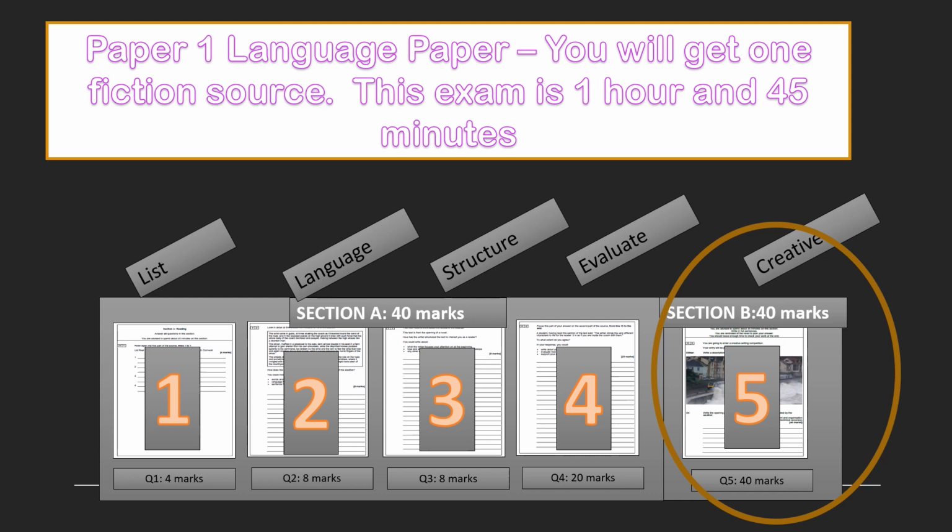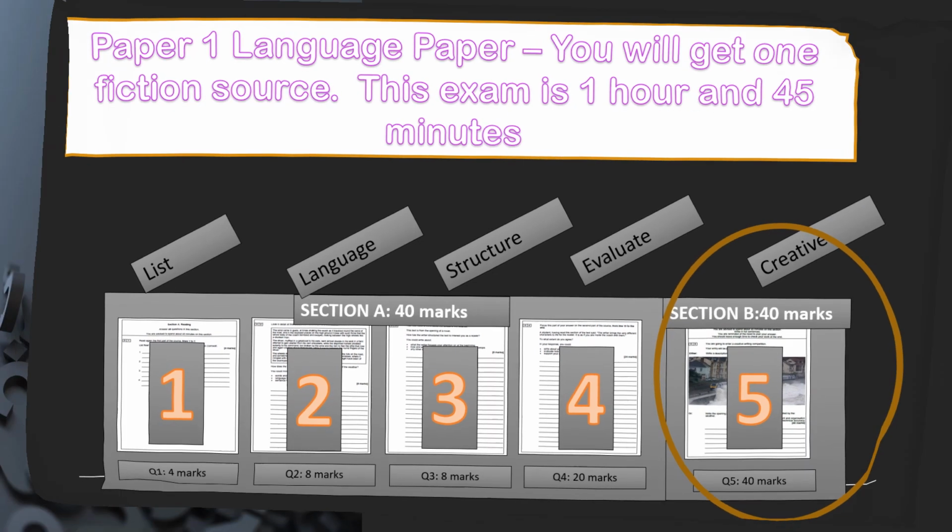So what does the exam look like? So this is Paper 1. This is the fiction paper. And you're going to get one fiction source and the exam is 1 hour and 45 minutes. There are 5 questions. Question 1, 2, 3 and 4 are part of the reading aspect of the exam, which is section A, worth 40 marks, and creative writing is section B, and that's worth 40 marks alone. So one question here is worth as many marks as questions 1, 2, 3 and 4 in section A.